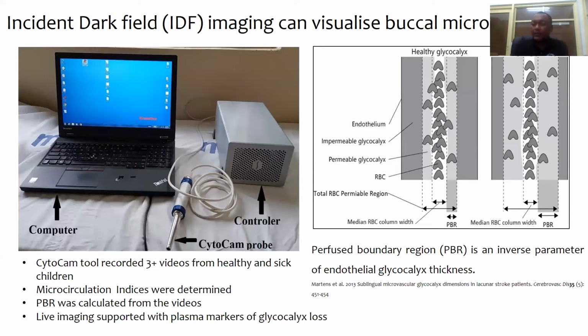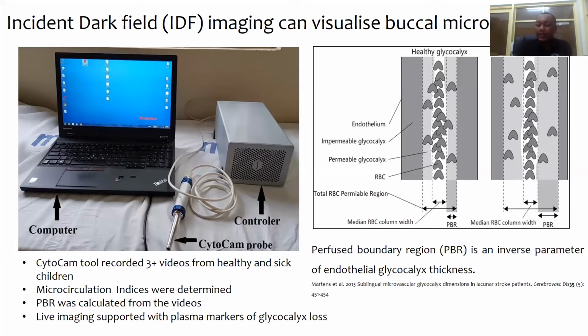When I say that we imaged the buccal mucosa, we used this CytoCam-IDF tool from Braedius, a company from the Netherlands. You can see on your left side a CytoCam probe. This is a pen-like device which was inserted between the inferior lip and teeth, where we imaged videos of microcirculation. When we recruited these children, we took 3 or more videos, and we also took blood samples. From the blood samples, we determined the Glycocalyx markers, of course, and other parameters like endothelial dysfunction markers.